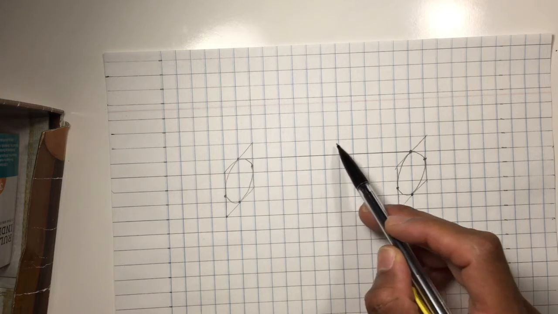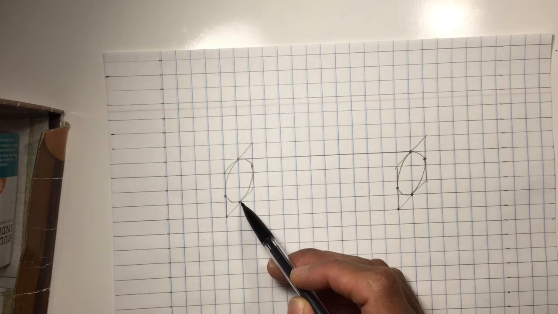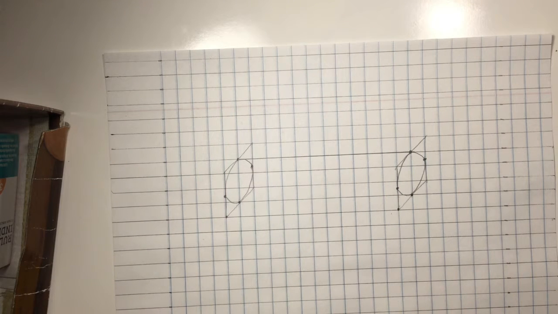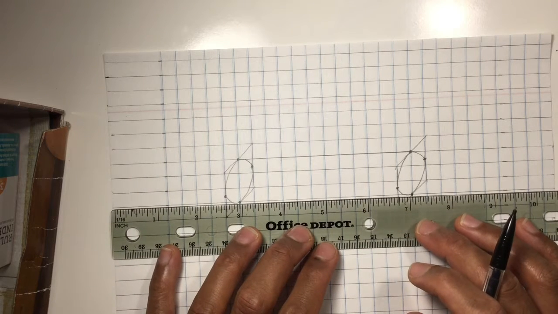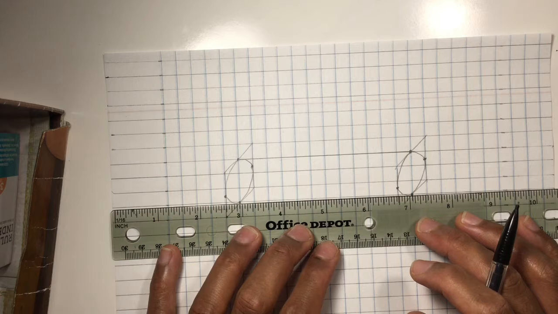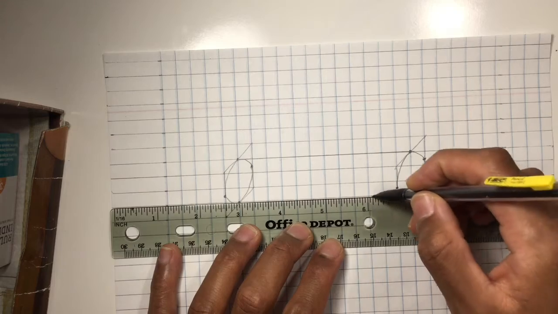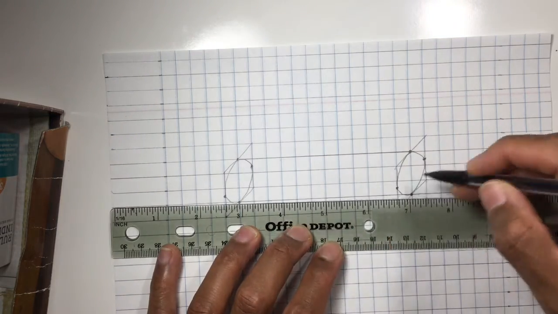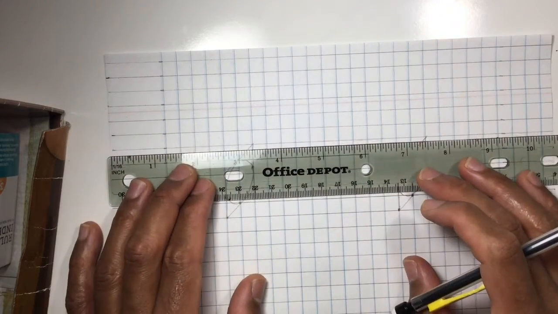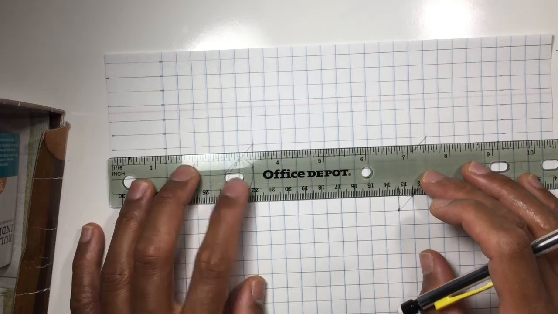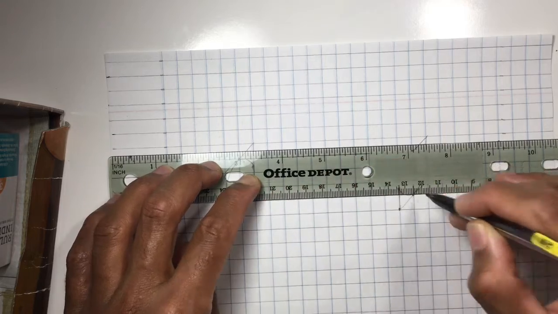I did the same thing over here, and now I'm connecting the corresponding points. The top point corresponds to that point. The bottom point corresponds to that point. Now I'm going to connect the bottom, which is here. I almost don't have to draw a line, it's almost right there, but we draw a line just to make it.